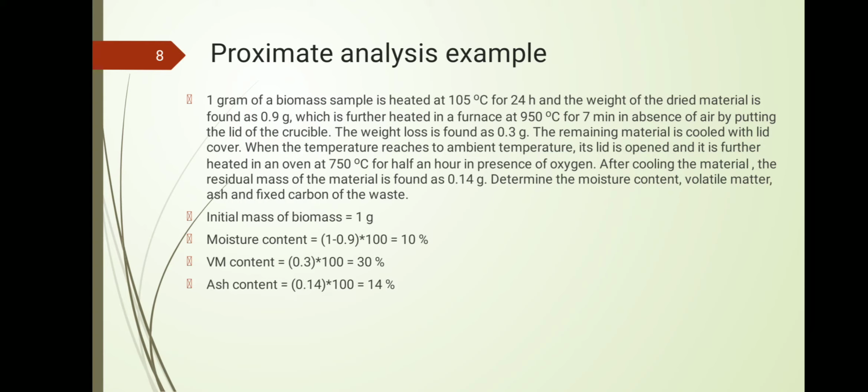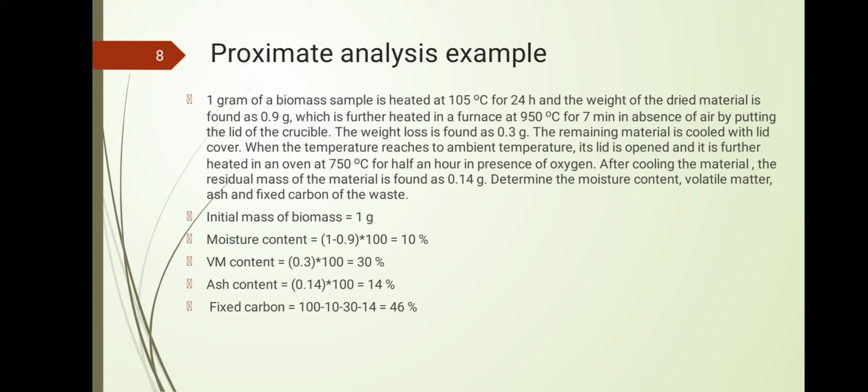And finally ash. After that test we have taken the sample again, we have opened the crucible lid and air is allowed to pass. Again the temperature is raised to 750 for half an hour. After burning, combustion takes place, then the residue is ash and its mass is 0.14 grams. So what will be the ash percentage? It will be 0.14 divided by 1 into 100, it will be 14%. So that is the ash content.